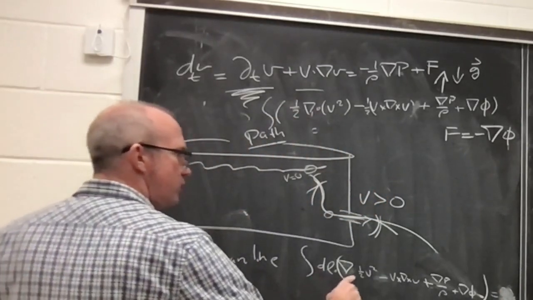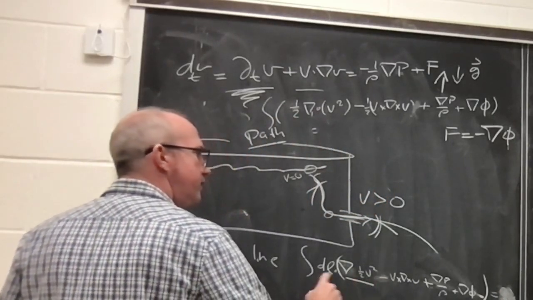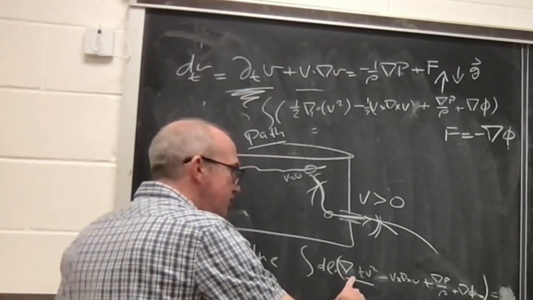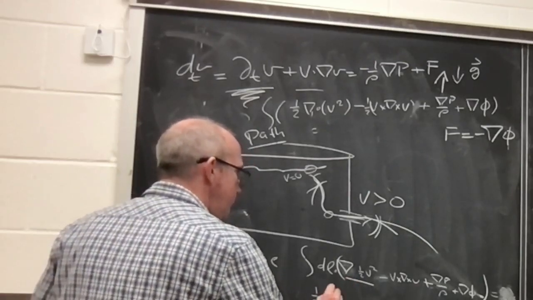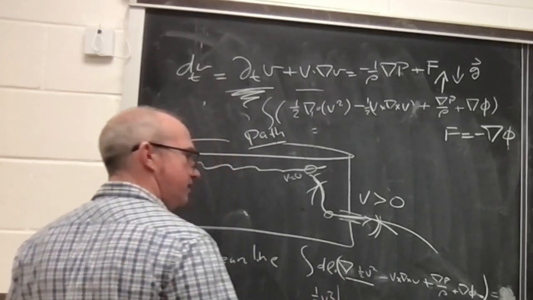So when I integrate, let's start with this term by term. So this first term, I've got an integral of a full derivative. So that's just 1/2 v squared evaluated at the endpoints.